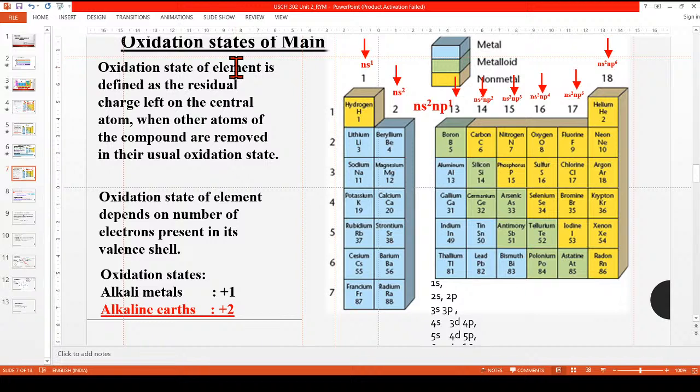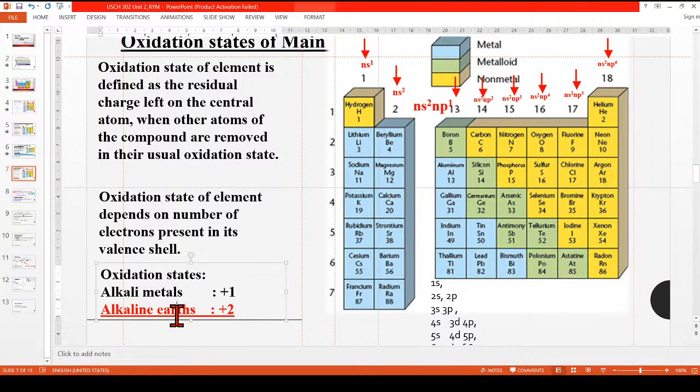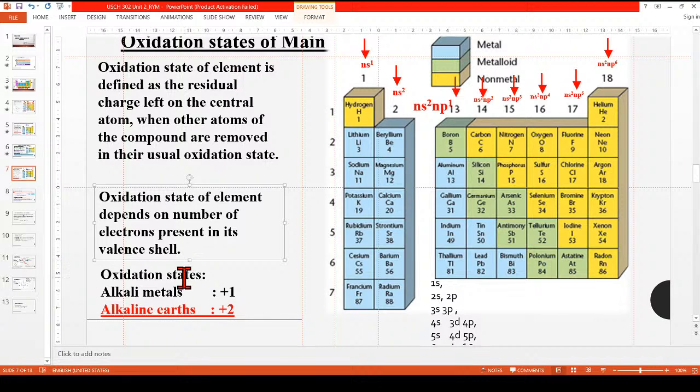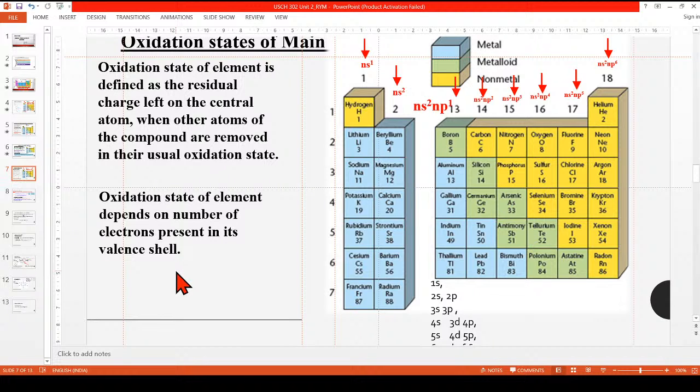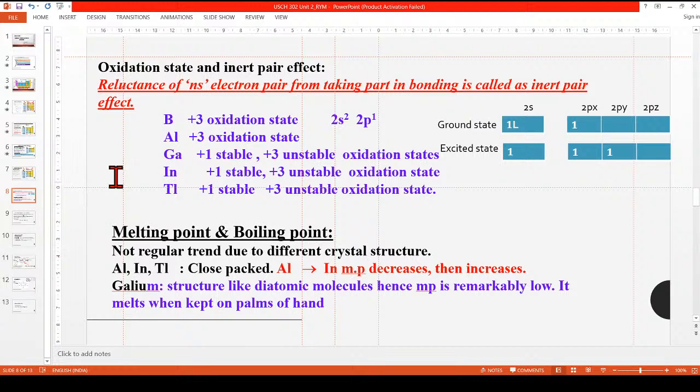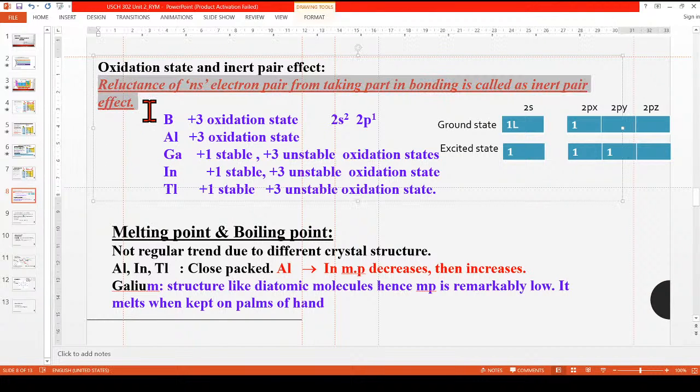Oxidation state. This you are not required to remember. Just remember oxidation state of boron family elements. Plus 3 and plus 1, plus 1 is stable for gallium to indium because of inert pair effect. And remember the definition of inert pair effect, that is reluctance of ns electron pair from taking part in bonding.